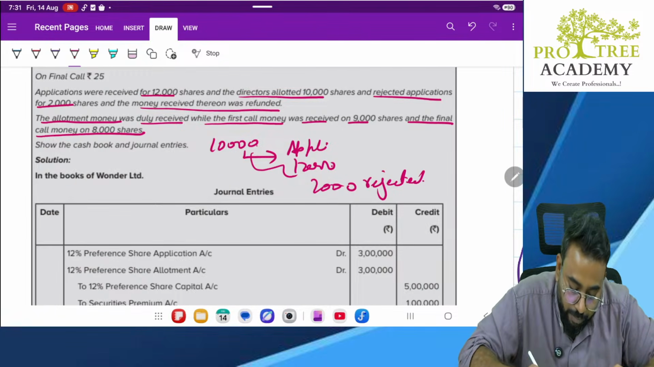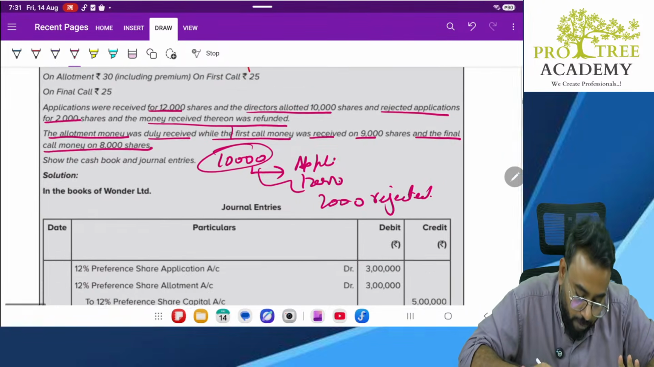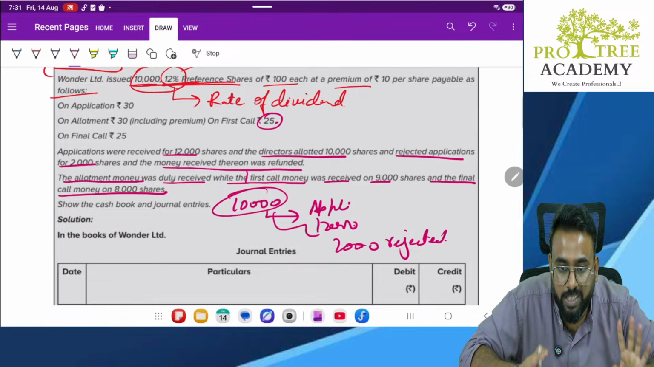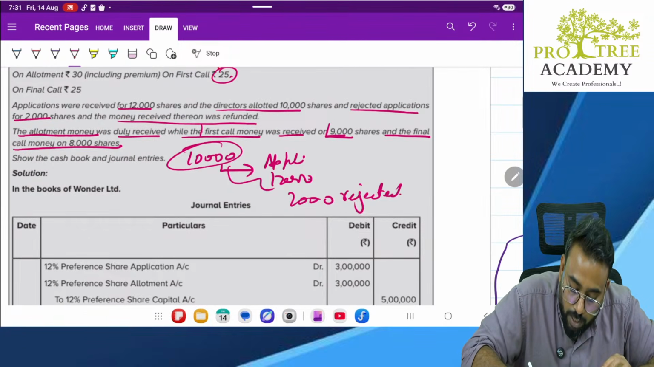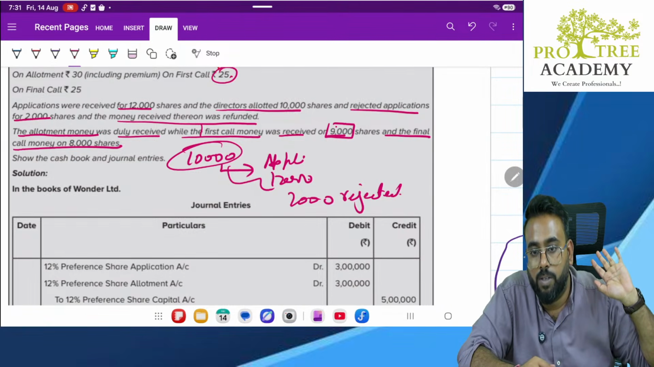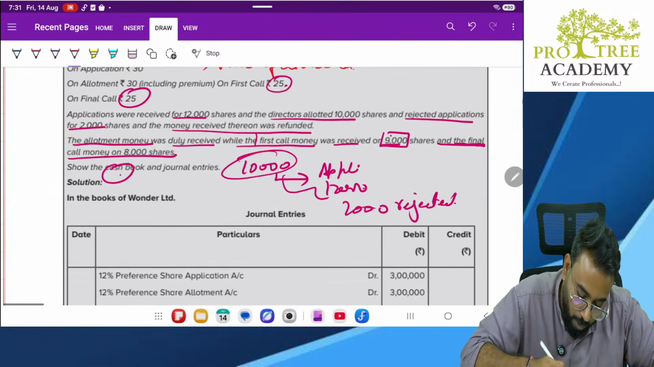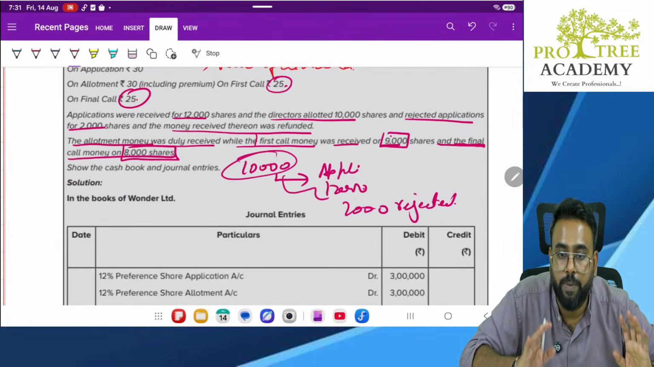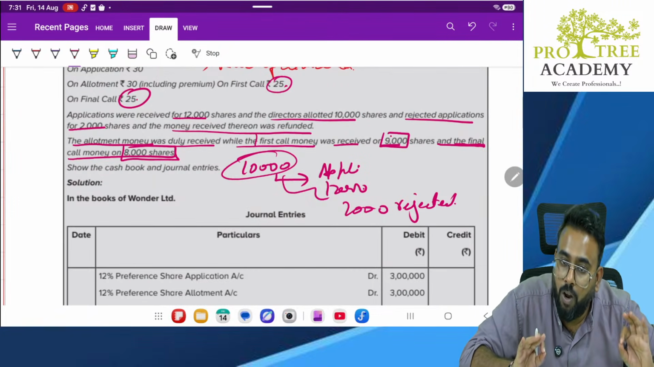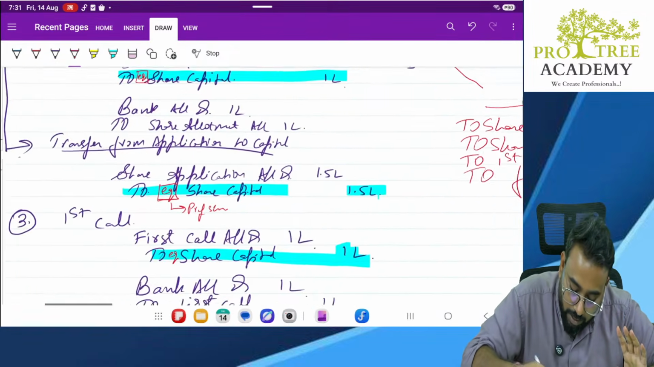Then you made the first call. First call for how many shares? 10,000 shares have to pay me 25 rupees each. That is your first call. But only 9,000 paid. So that means the money for 1,000 shares is not yet received in your bank account. Final call, how much you called for? 25. Only 8,000 shares paid, so the remaining 2,000 not yet paid. Again, that much money will not be received in the bank account. Clear?